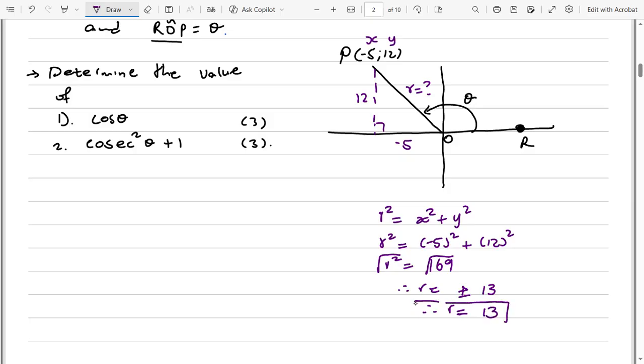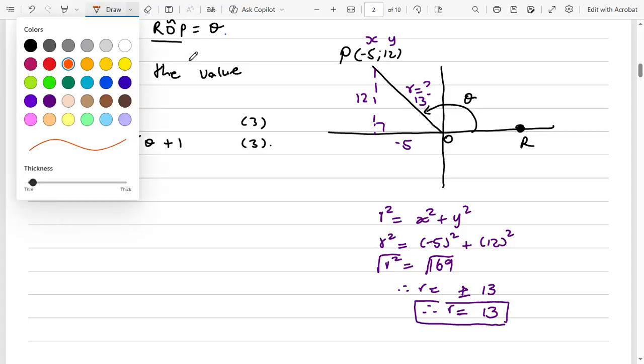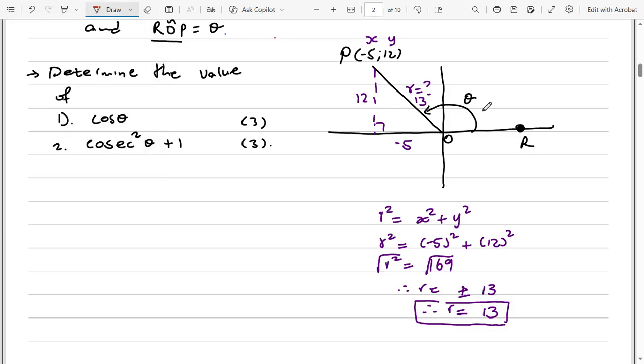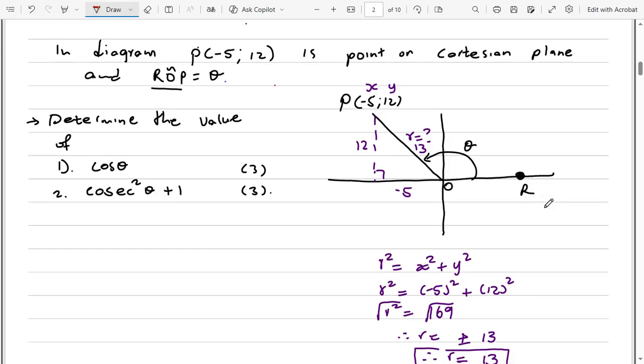So now that you have R, your R is 13. Now you can start answering the questions. So when we do the answering the question part, you know what you need to do. Look at this point here. This is what you have, and they want the cos of theta. So for one, you use the shortcut tool.